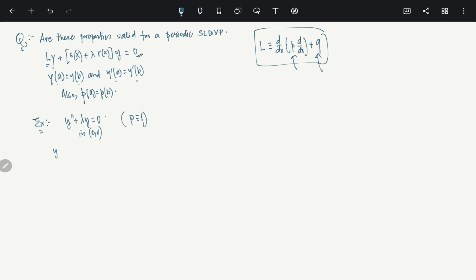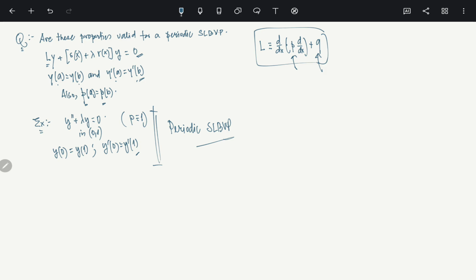Okay. And the boundary condition is y at the point 0 is y at the point 1, and y prime at the point 0 is y prime at the point 1. Okay. So you see here p is 1, so p of a will be equal to p of b, and again these two boundary conditions are easily satisfied, as you can see. So this is an example of a periodic Sturm-Liouville boundary value problem or system, yes.